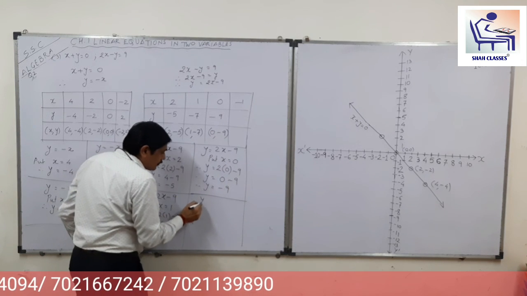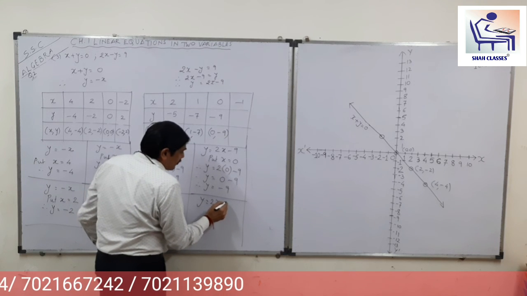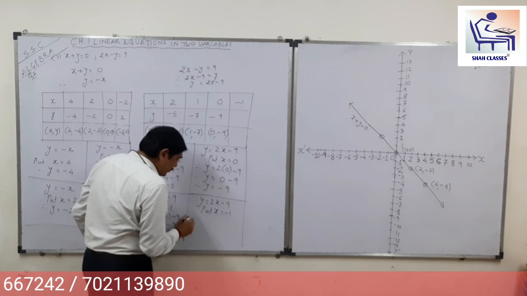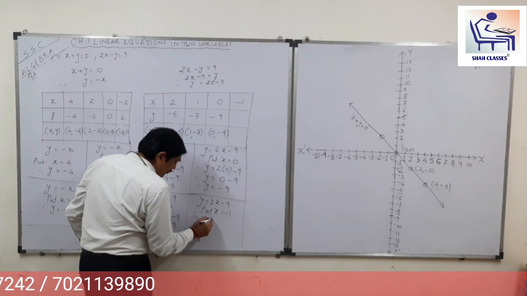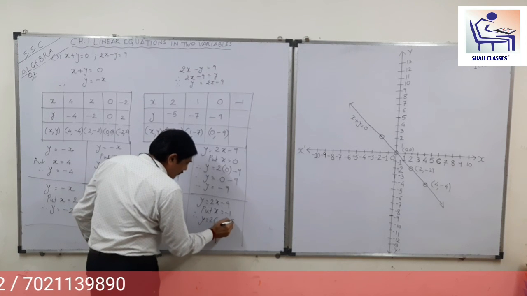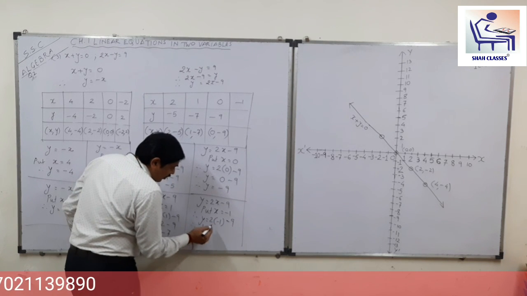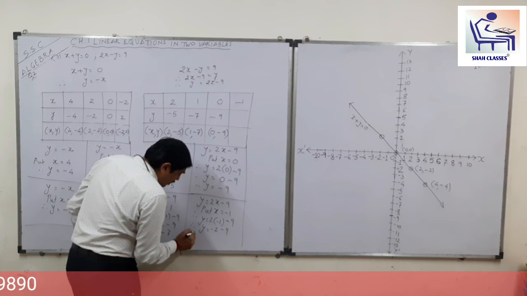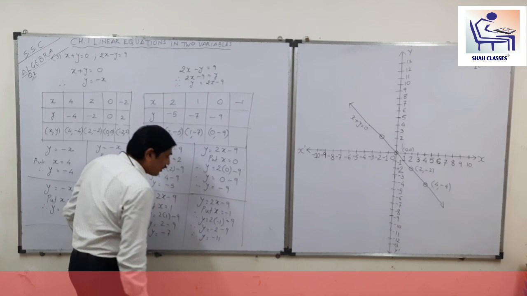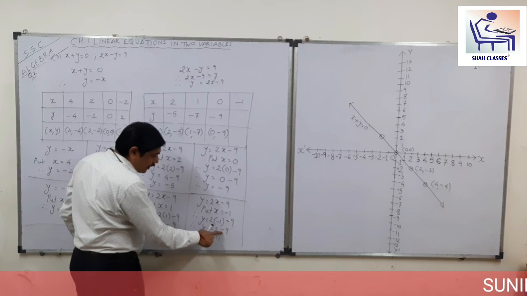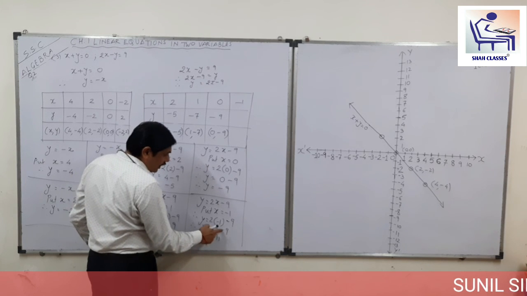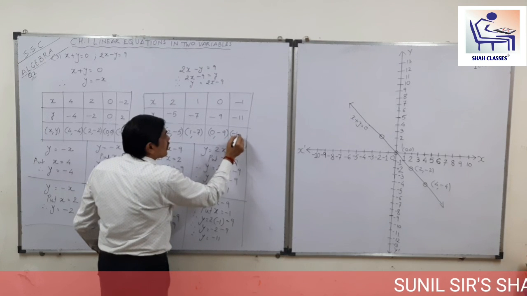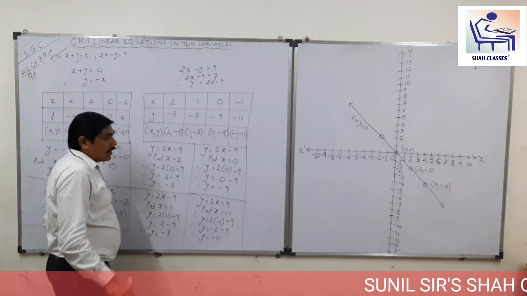Now for the fourth value, y is equal to 2x minus 9. Put x is equal to minus 1. So minus 1 into 2 is minus 2 minus 9. Here we are getting the value of y as minus 11. Remember, minus 2 minus 9: minus minus becomes plus, and we take the sign of the greater number. So we are putting here minus 11. So we got the coordinates minus 1, minus 11.